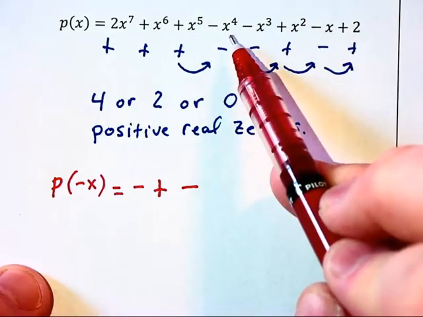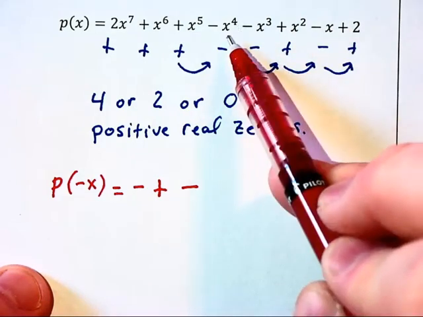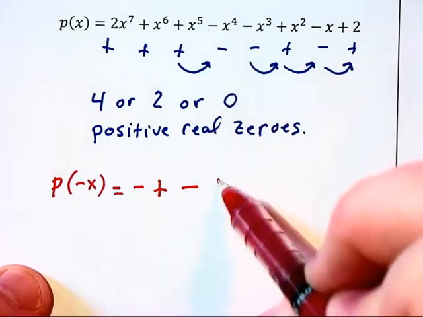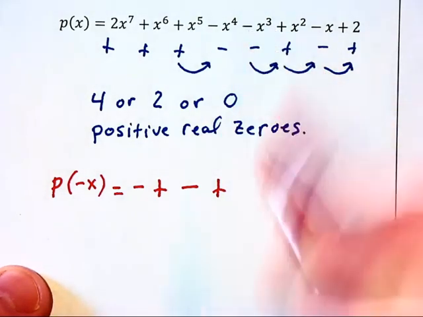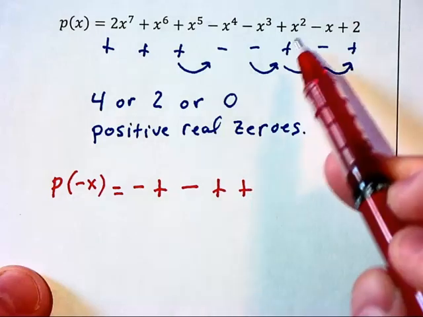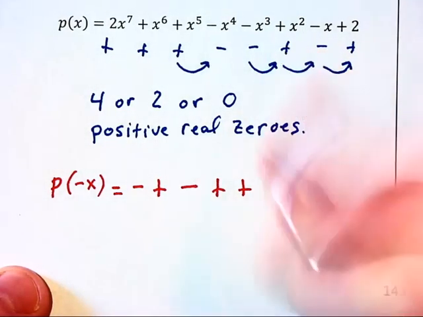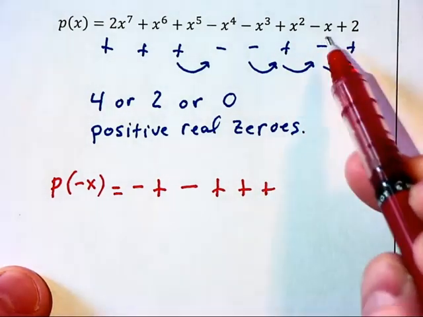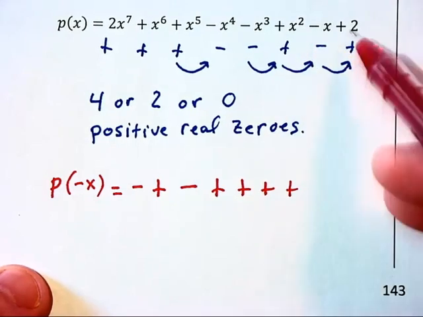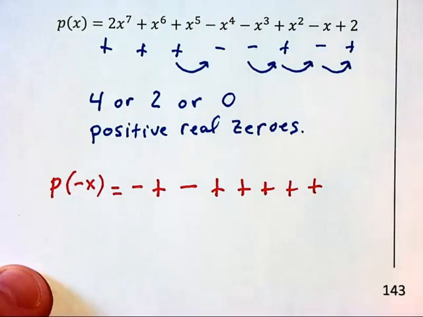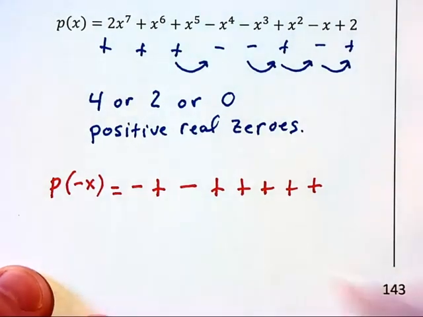Now we're at the 4th power, so a negative to the 4th power is positive times the negative in front is positive. A negative to the 3rd power is negative times the negative in front makes positive. A negative squared is positive times the positive in front makes positive. A negative going into the linear term times the negative coefficient makes positive, and then we've got a positive 2 at the end. So there's all the signs of the polynomial.